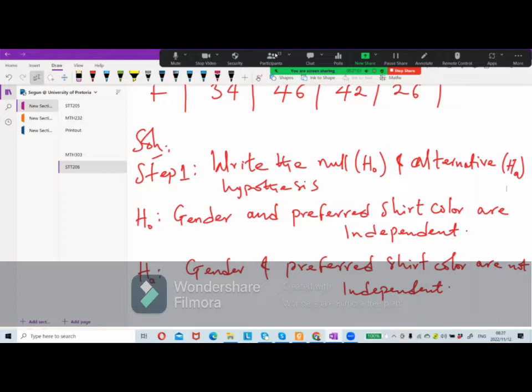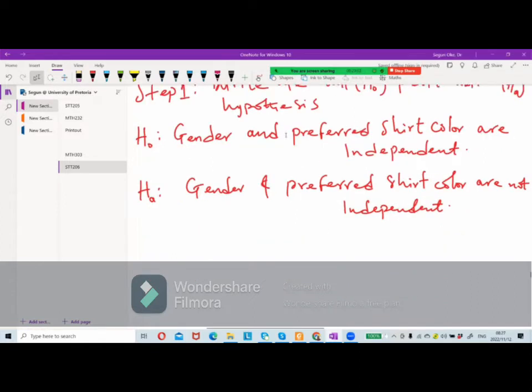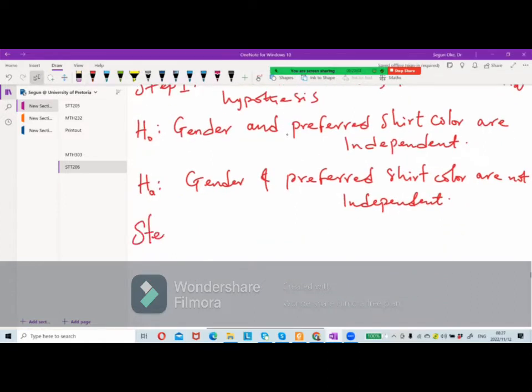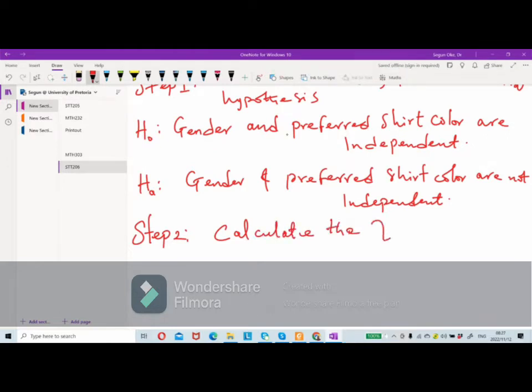So the next step is to calculate. Let's now look at step 2, which is to calculate the chi-square calculated. How do we calculate chi-square calculated? You go back to the table. We draw the table again. The formula to calculate the chi-square calculated is a very simple formula.